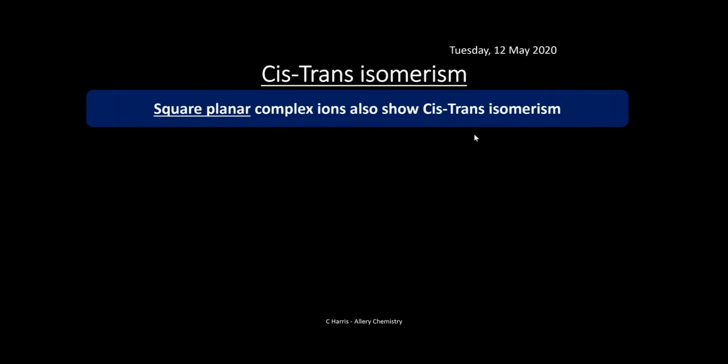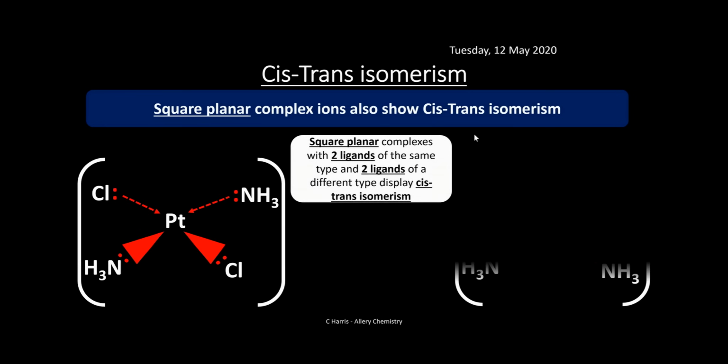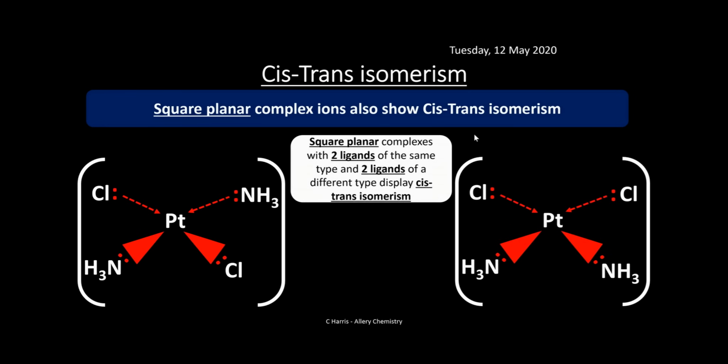Okay, square planar complex ions also show cis-trans isomerism. We've seen this one before. This is one of the specific examples that you need to know for a square planar complex. Square planar complexes with 2 ligands of the same type and 2 ligands of a different type display cis-trans isomerism.